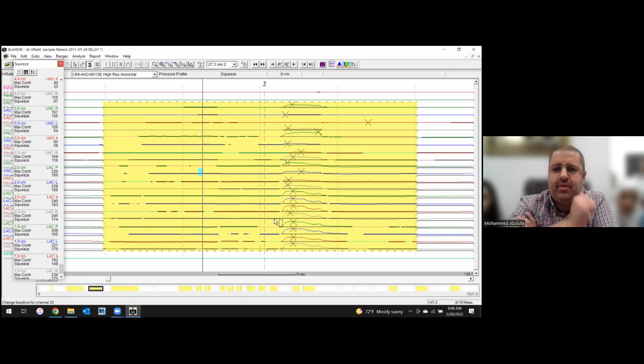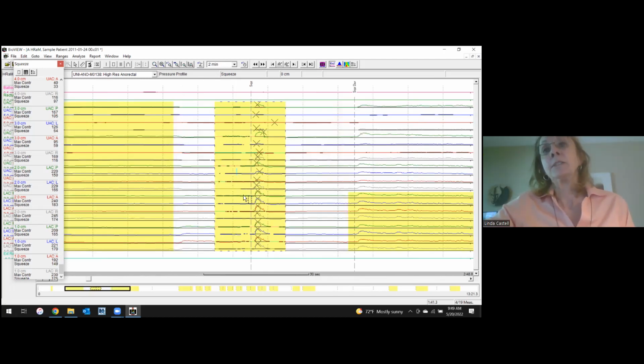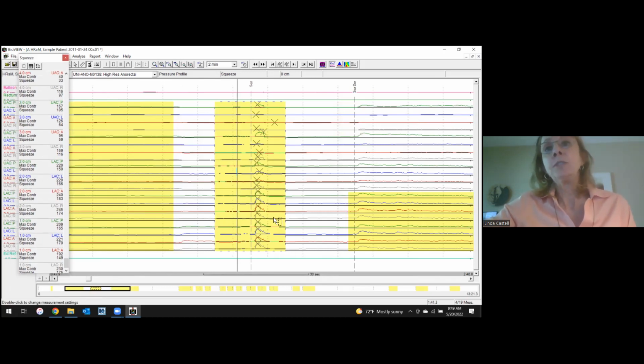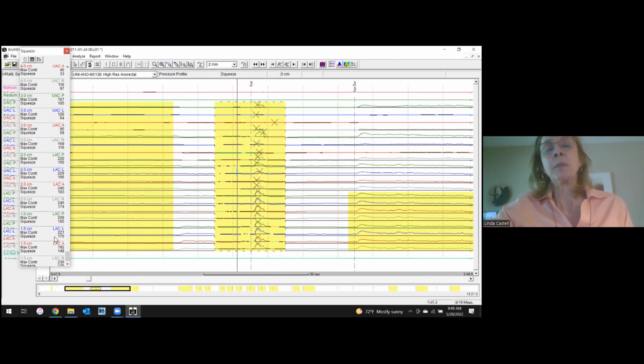Thank you. Okay, good. We'll look at the report in a minute, but typically your highest pressures are going to be at 1 and 2 centimeters from the anal opening. This is shown in the report better, but you can also look at symmetry. All these pressures are similar: 230, 192, 221, 209.